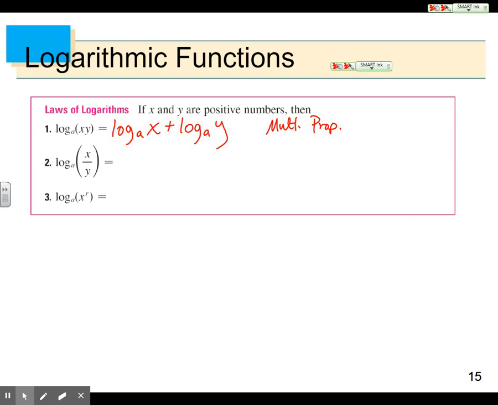If I change it to division, I think you can kind of figure out what's going to happen here. I'm going to have log base a of x minus log base a of y. And we'll just call this the quotient, I'll call it division, quotient property of logarithms. And finally, I have log base a of x raised to the r, where this r dumps down in front. Again, all this should be a review for you. I'm just going to call this the power property.